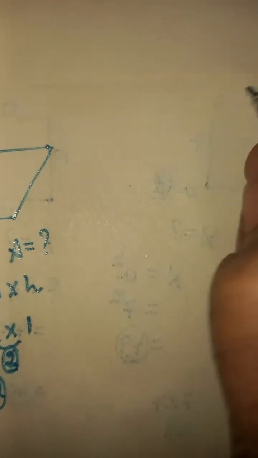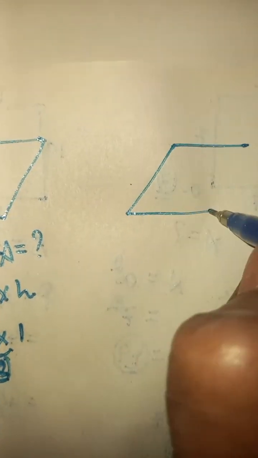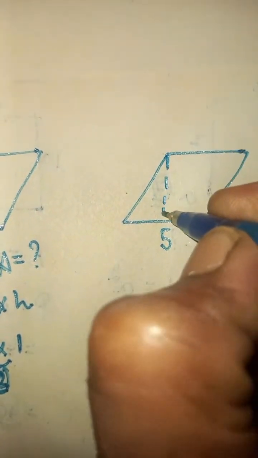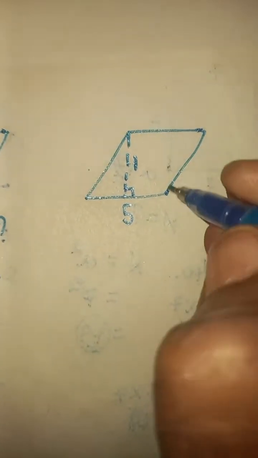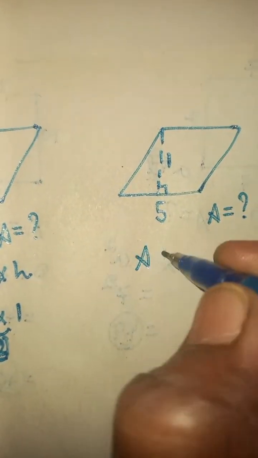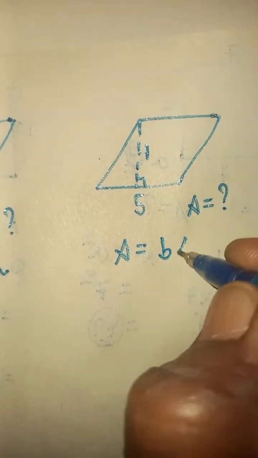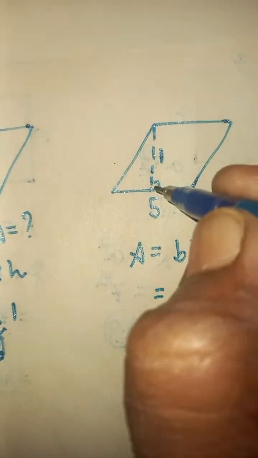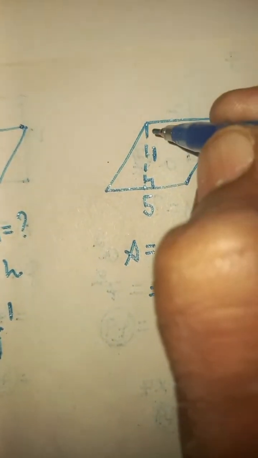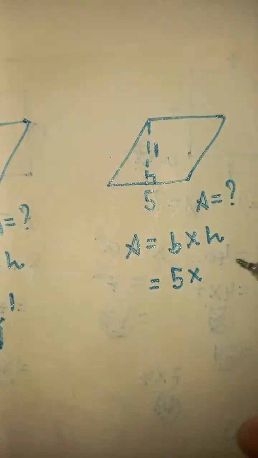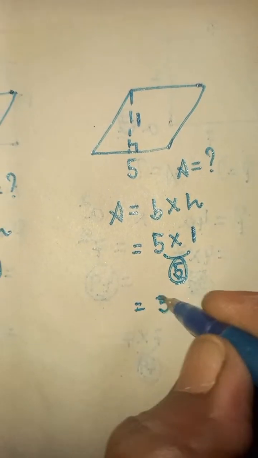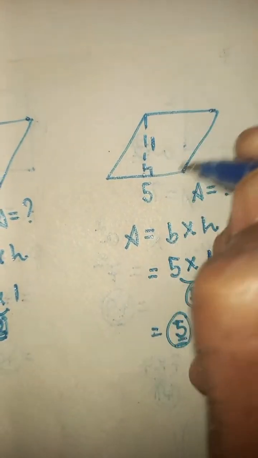Let's take one more parallelogram. Here you're going to get this one. The base length is 5 units and the perpendicular height is 1 unit. Here also you need to find out the area of this parallelogram. Area of this parallelogram is base times perpendicular height. Here this is the base which is 5 units times this is the perpendicular height which is 1 unit. 5 times 1 is 5. So 5 square units is the area of this parallelogram.